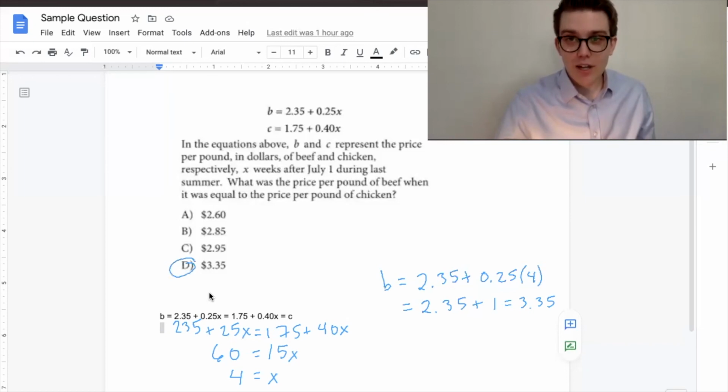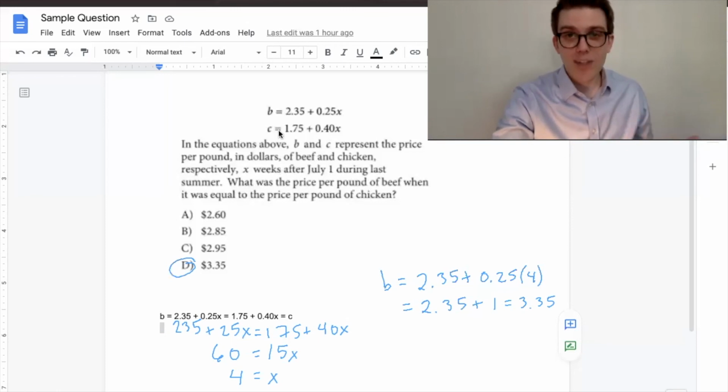A great way to double check your work on this is to see if plugging in X equals 4 to the equation for C also gives you 3.35. We know that it should because the whole point of this was to find out what the price was when B and C were equal.